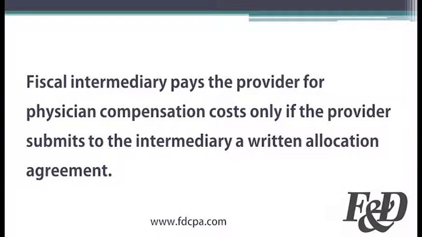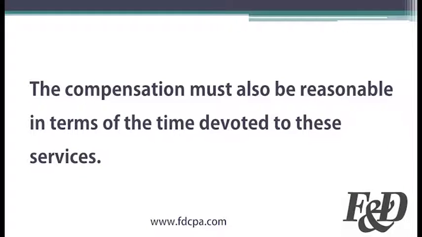The Medicare Fiscal Intermediary pays the provider for physician compensation costs only if the provider submits to the intermediary a written allocation agreement between the provider and the physician that specifies the respective amounts of time the physician spends in furnishing services to the provider, Part A, services to patients, Part B, and other activities of the physician that are not payable under either Part A or Part B of Medicare, such as funded research. The compensation must also be reasonable in terms of the time devoted to these services. In the absence of a written agreement, the intermediary assumes that 100% of the physician compensation is allocated to services to patients, Part B, and therefore are non-allowable costs.